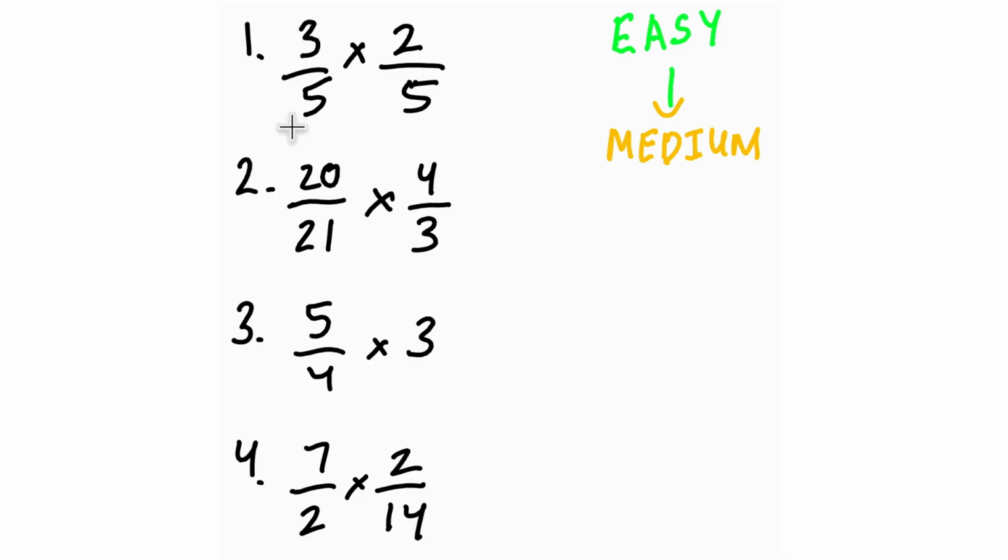Number 1, 3 over 5 times 2 over 5. Well, 3 times 2 is equal to 6. 5 times 5 is equal to 25. So our answer is 6 over 25.